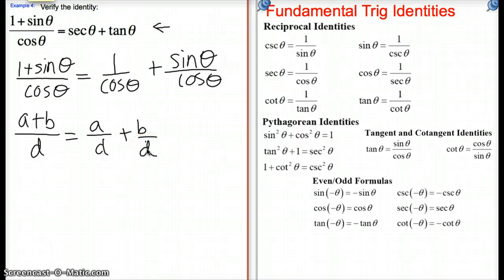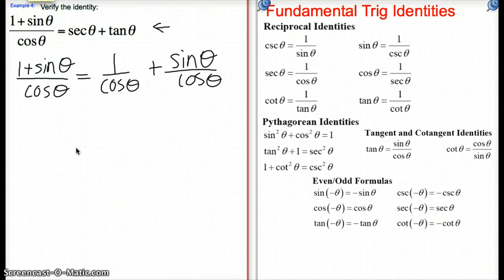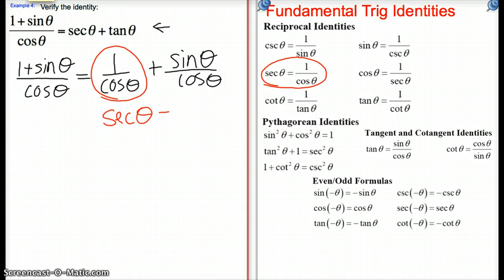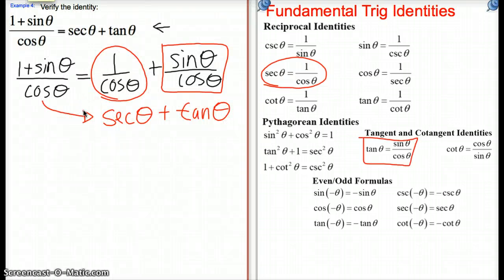So I'm using that fraction skill to separate that, and now I keep my eye on my end goal, which is to get secant of theta and tangent of theta into my situation here. And I realize that 1 over cosine of theta is equal to secant of theta. So I'm going to replace that with secant of theta. I also see that sine of theta over cosine of theta is equal to tangent of theta. How convenient. So now I am at my end goal. I've successfully turned this into this, and I have verified the identity. It is as simple as that on occasion, and sometimes it's much more complicated.